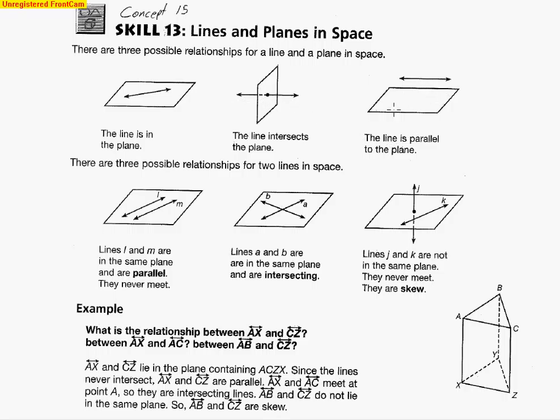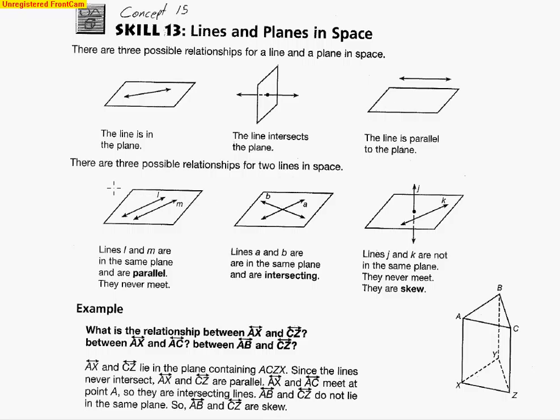Basically this plane is going out and the line is either above or the line could also be below. So those are the three different relationships we're going to see with a line and a plane: either in the plane, intersecting, or a line is parallel to the plane but not on the plane itself.